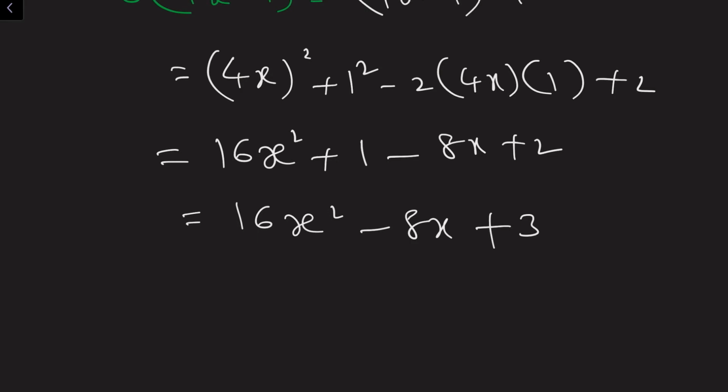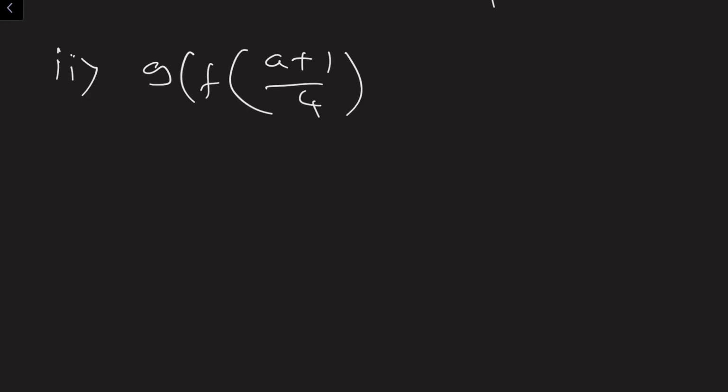So the value of g of f of x is equal to 16x square minus 8x plus 3. Next, second question is g of f of a plus 1 by 4. So first, g of f of a plus 1 by 4.